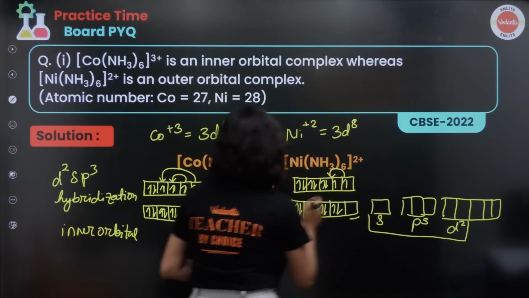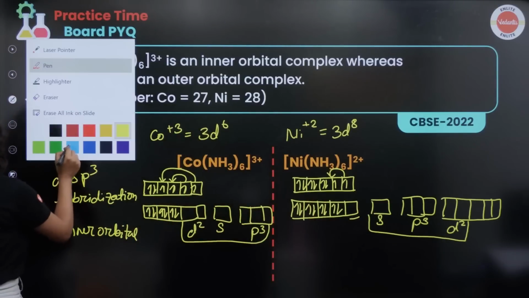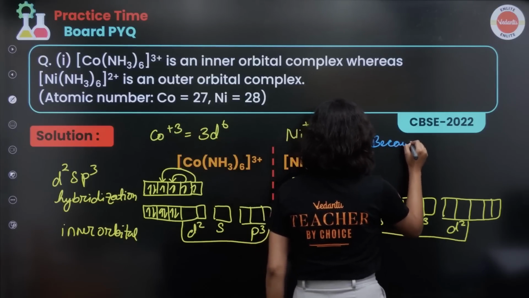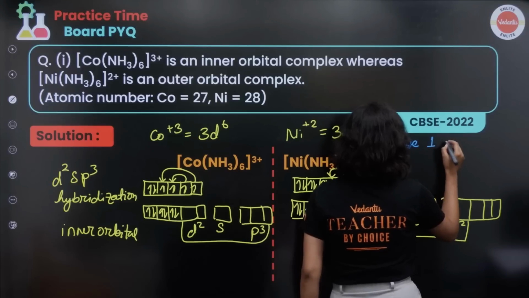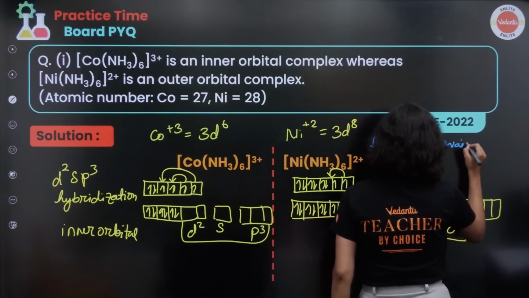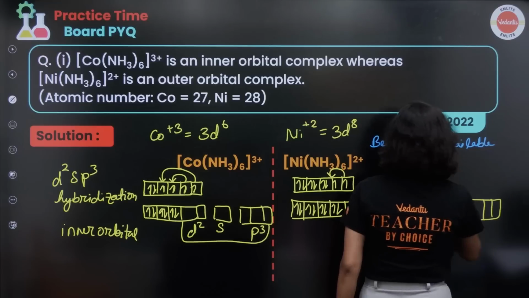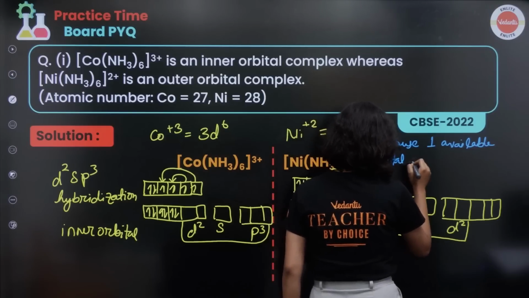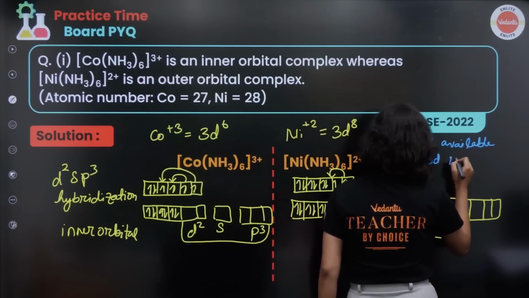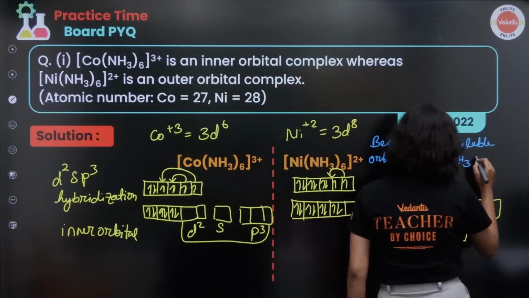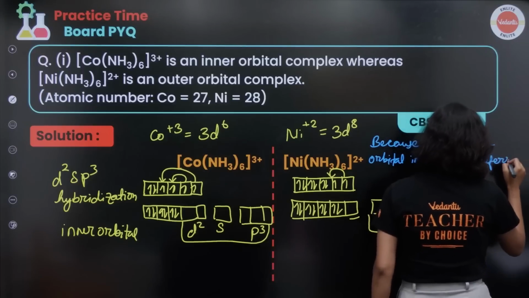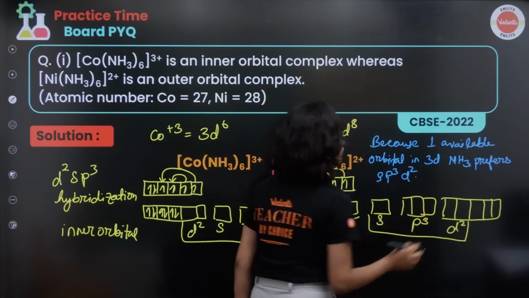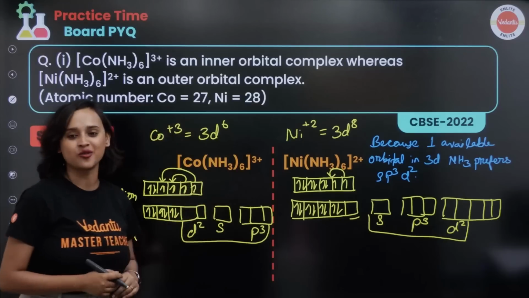So, let's write it down here. Let me change the color and let's write it down here, yes? Because one available orbital in 3d, NH3 prefers sp3d2, okay, which is why it forms an outer orbital complex.